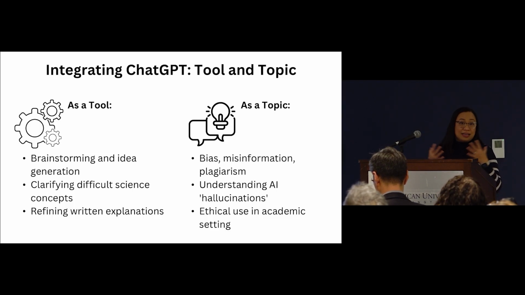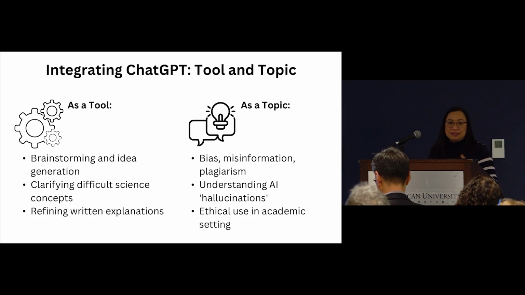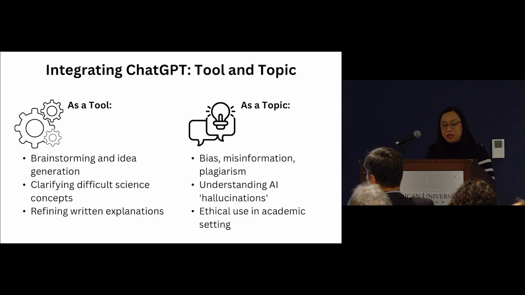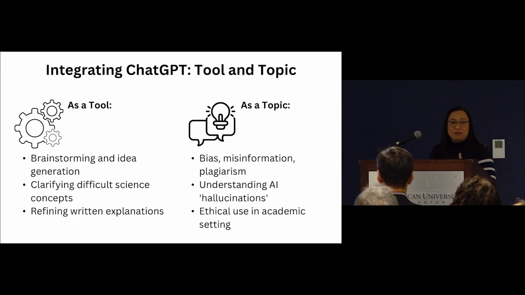Once they had that foundation, we had a class discussion. I introduced ChatGPT, and I made sure that everybody has access for equitability. I introduced it not just as a tool, but also as a topic for analysis. We explored its strengths, like we can use it to brainstorm ideas, generate ideas, clarify something difficult in science, and also refine the written explanations, but limit that to just grammar and spelling checks. And then we also used it as a topic for debate or discussion. We talked about how we can have bias, misinformation, and grounds for plagiarism. We talked about possible AI hallucinations, and basically how I think it should be used ethically in an academic setting. And you'll be surprised at how students actually know what ChatGPT is and what it is not. They fully understand that AI is not a replacement for human judgment.